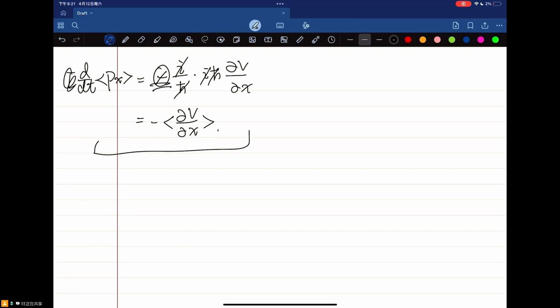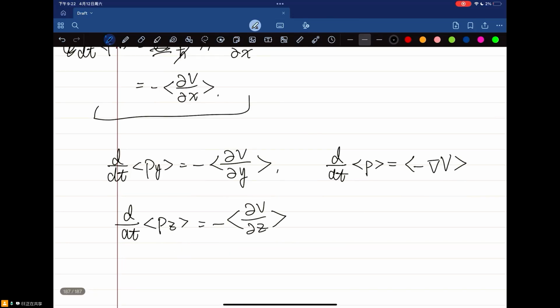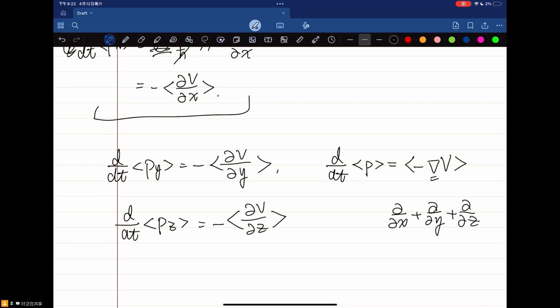So now I've proved that, and it is the same idea to prove for y and z because they are similar. So now finally I can make my conclusion that d/dt of the expectation value of momentum is equal to negative del V, because this is equal to this. Okay, and then we finish part B.